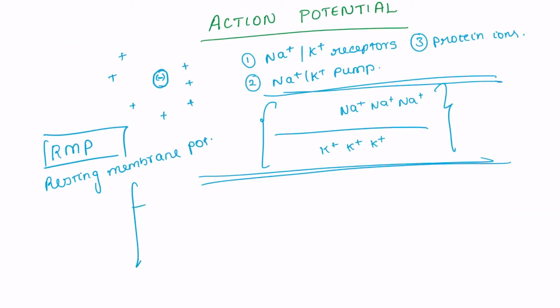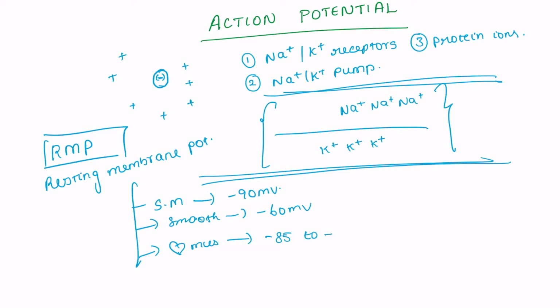The value of the resting membrane potential differs from cell to cell. For skeletal muscle, the value is minus 90 mV. For smooth muscles, the value is minus 60 mV. For cardiac muscles, the value is from minus 85 to minus 90 mV.